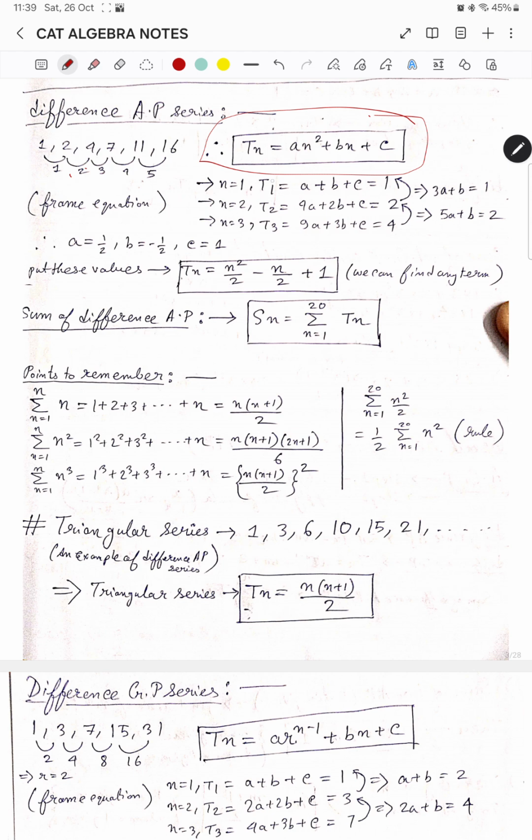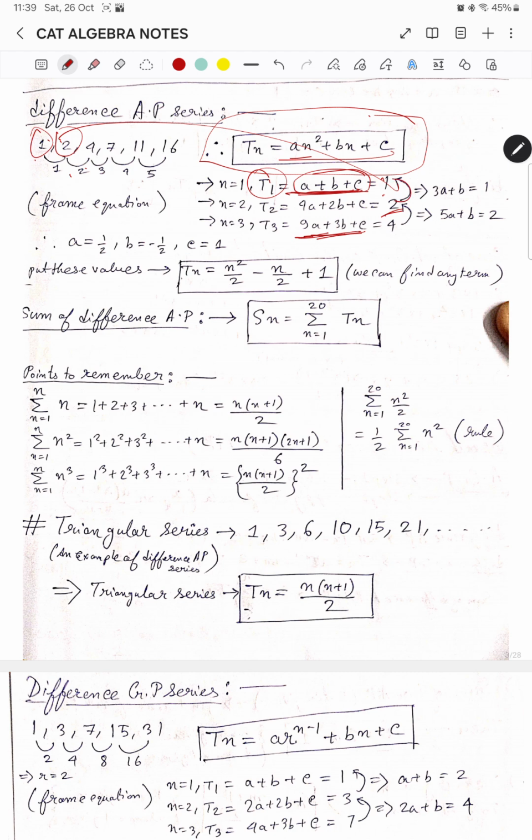So let's put n equals 1, then a plus b plus c. To find these coefficients a, b, c values, for the first term you will put t1 equals 1, t2 equals 2. When you put 2 in this equation, 4a plus 2b plus c equals 2, and 9a plus 3b plus c when you put 3.